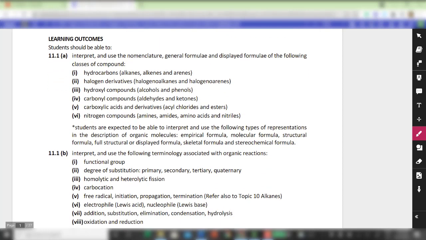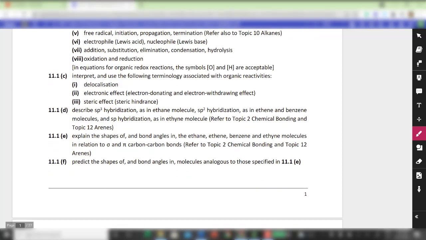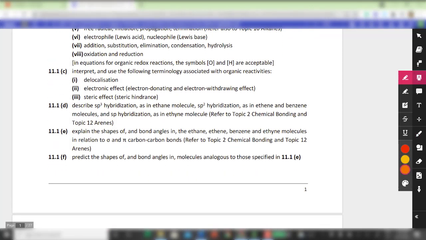Okay, so I'm just going to share with you a little bit about some of the learning outcomes. I'm not going to go into details, but I want to draw to your attention the learning outcome 11.1c. This is actually very important. At this stage, it may not be of any importance to you. The point I'm trying to say is that even after you have learned this particular topic, you might not really understand a lot of the terminology indicated here. For example, delocalization, electronic effect in terms of electron donating and electron withdrawing effects, as well as steric effect, otherwise known as steric hindrance.